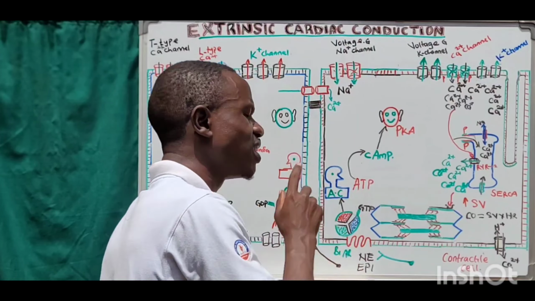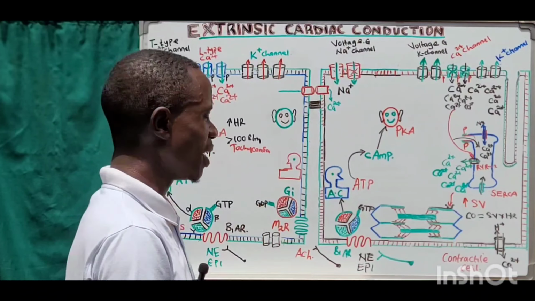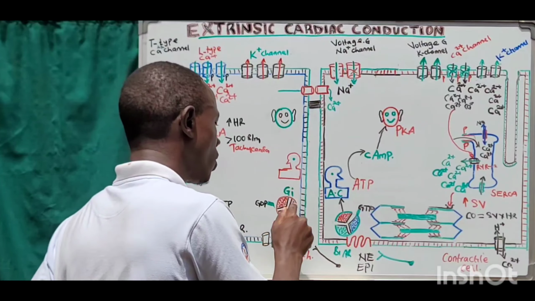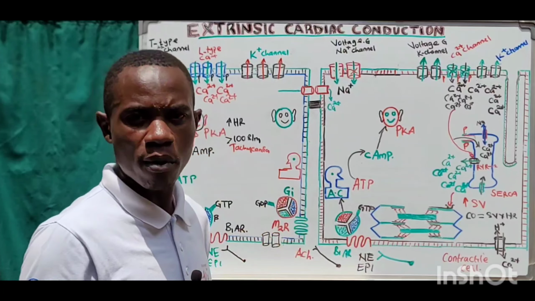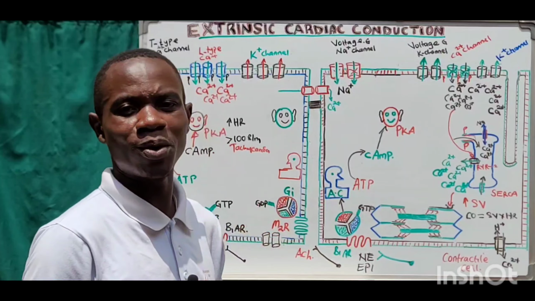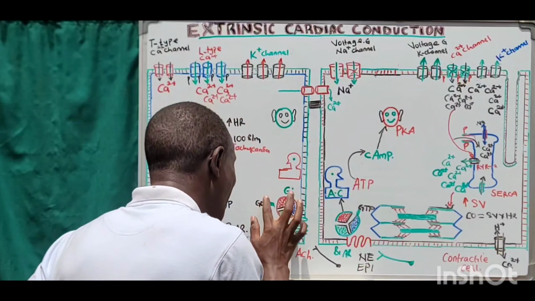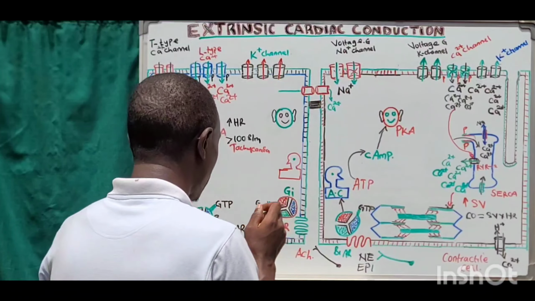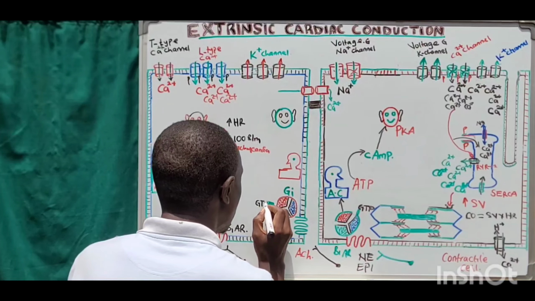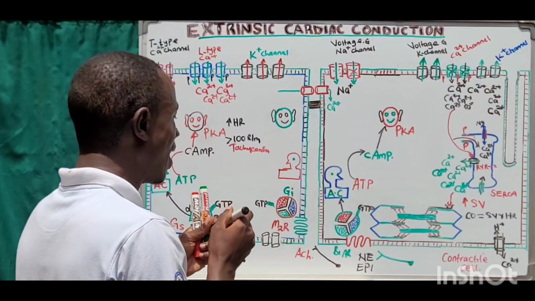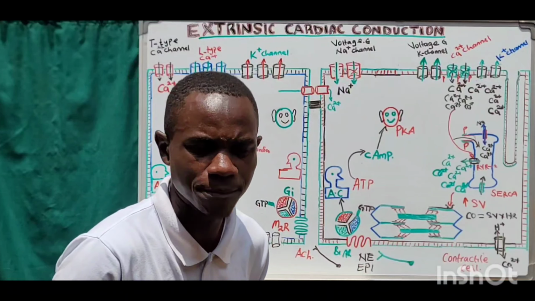This one is a G inhibitory protein, but it also has 3 subunits. It has the alpha, the beta, and the gamma. Now, in its inactive form, it is bound to GDP, but whenever it becomes activated, it gets rid of the GDP, and then it binds GTP. And now our G inhibitory protein is super activated.